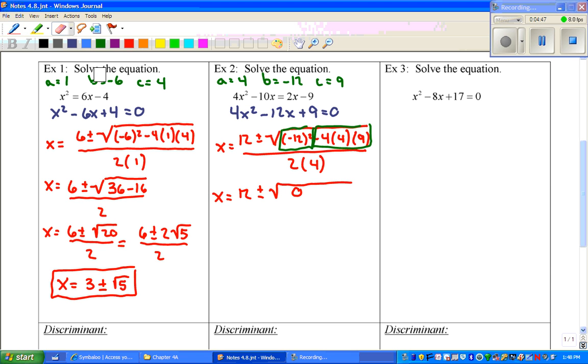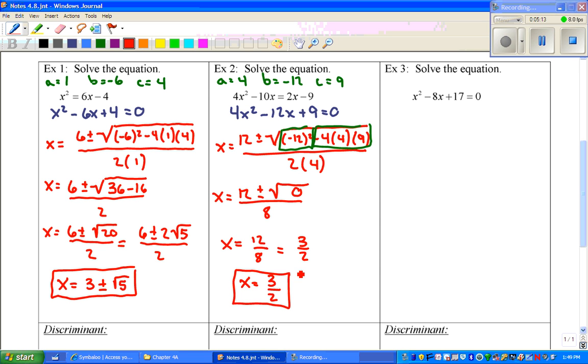All right, so I have to get rid of that right there. So I have 12 plus or minus the square root of 0, divided by 8. We know the square root of 0 is 0, so I have 12 plus 0, which gives me 12, and 12 minus 0, which also gives me 12. So I end up with x equal to 12 over 8, which simplifies to 3 over 2. So for this one, I only get one solution, 3 over 2.